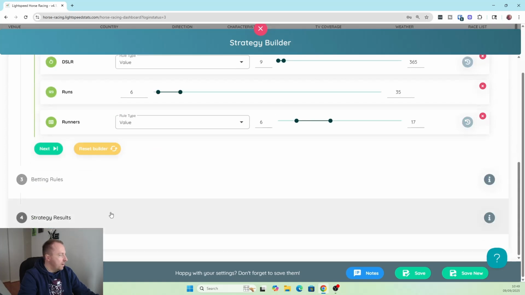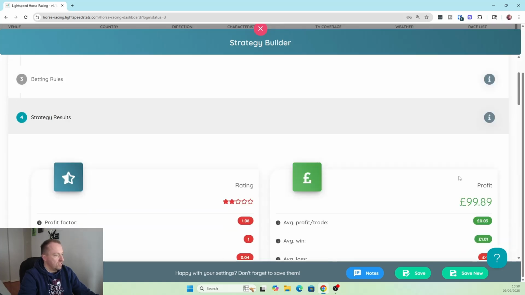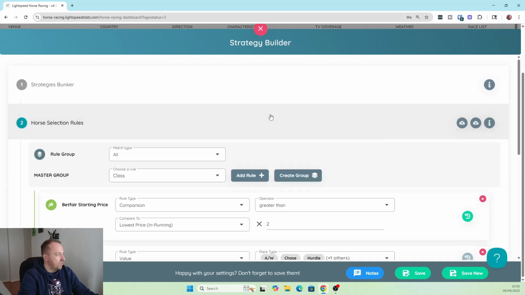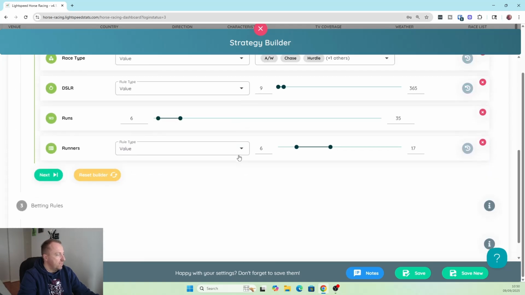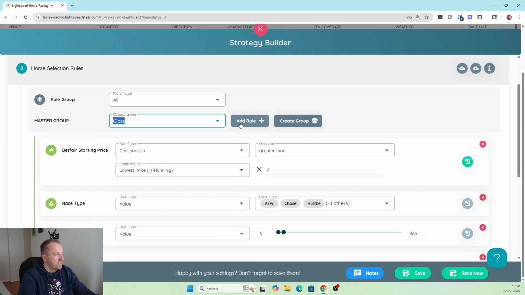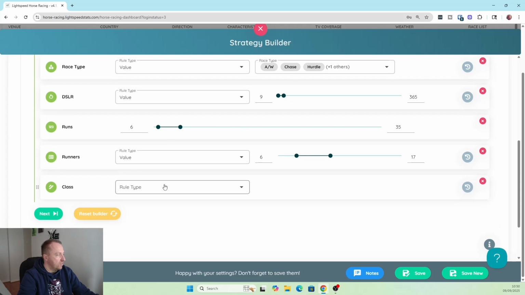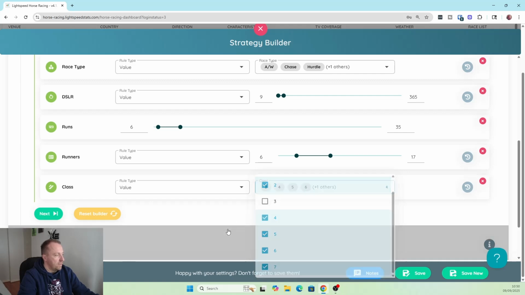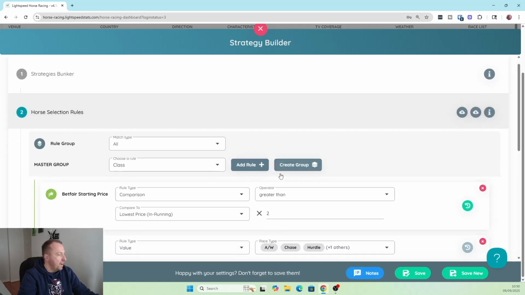And what I want to do, let's have a little look at the strategy results. You can see £99 profit, okay? So 99 points up. We use £1 stakes for the results here. So what we're going to do here is add class. We've already chosen it from the metrics. So you just click add rule and it will add it to the bottom for us. And then all we want is the value, and we're going to pick what classes we want. I'll take 3 out for this little experiment here, and then we've got the classes we want. So it's that easy, right?